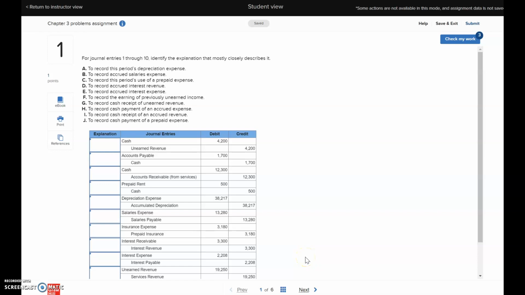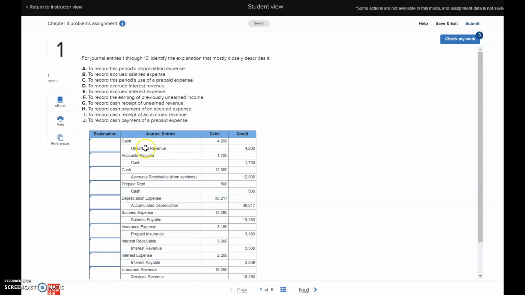Okay, so I'm going to go over the Chapter 3 problems assignment. This first problem is where you're going to be matching the description of the journal entry to the journal entry. Okay? And so they're either describing an adjusting entry or an entry related to an adjusting entry, right? Because we know in an adjusting entry, you're either debiting an expense account or crediting a revenue account.